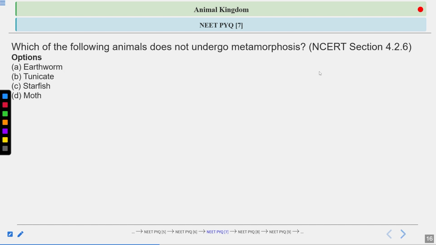Okay. Which of the following animals does not undergo metamorphosis?